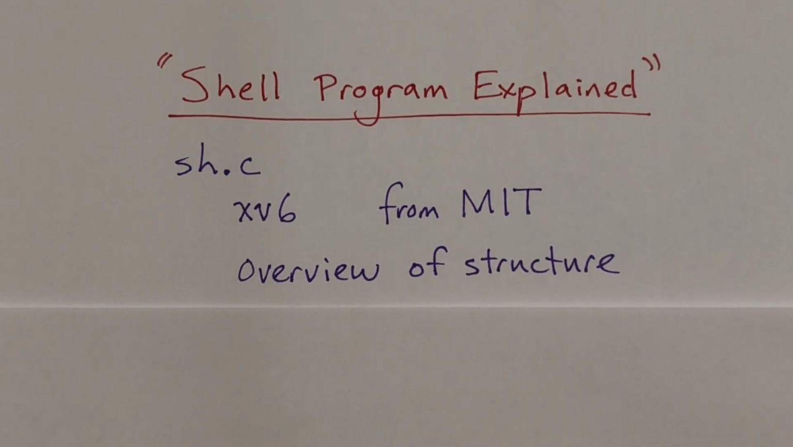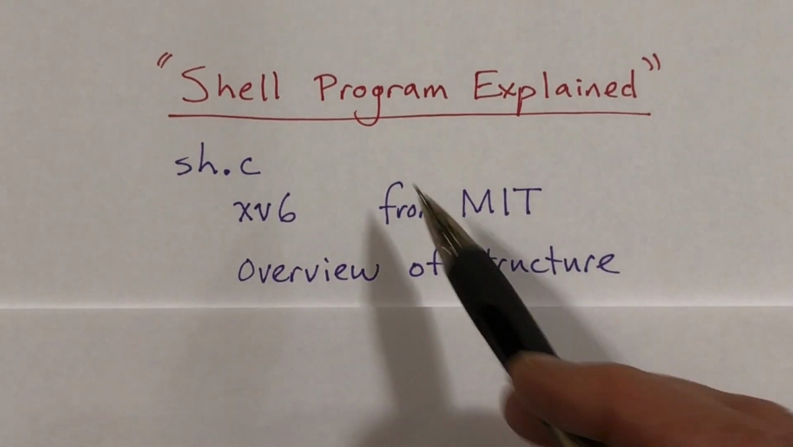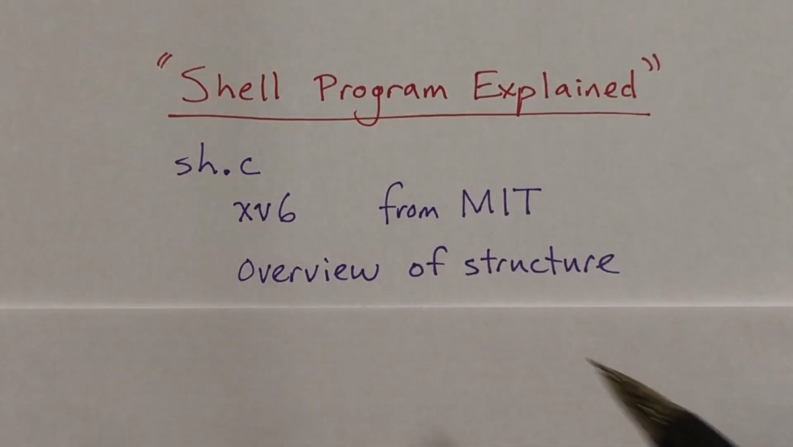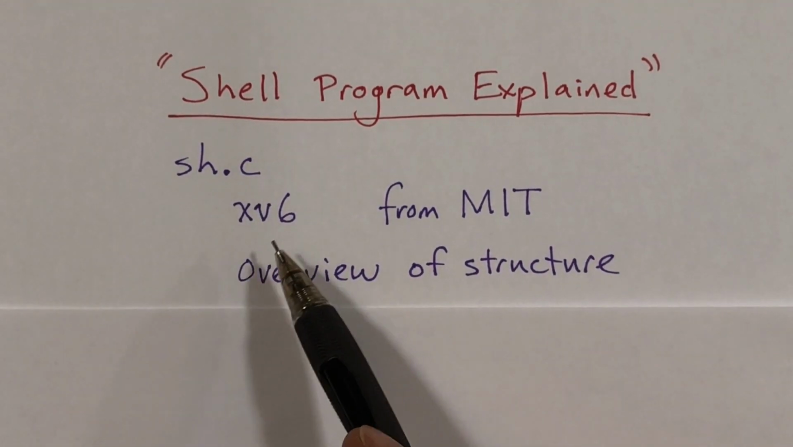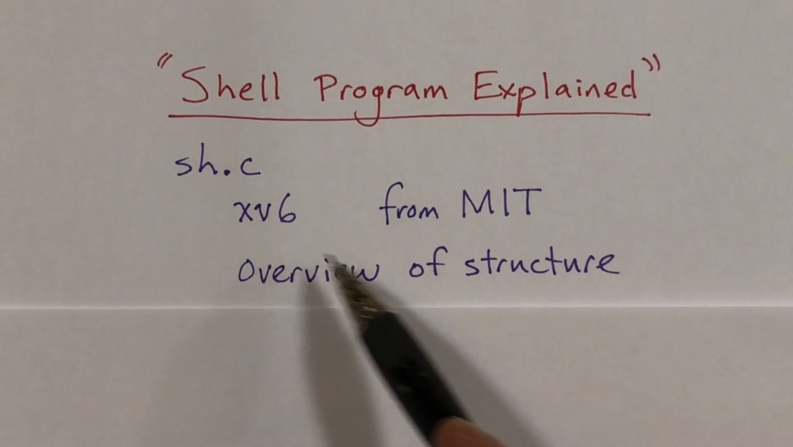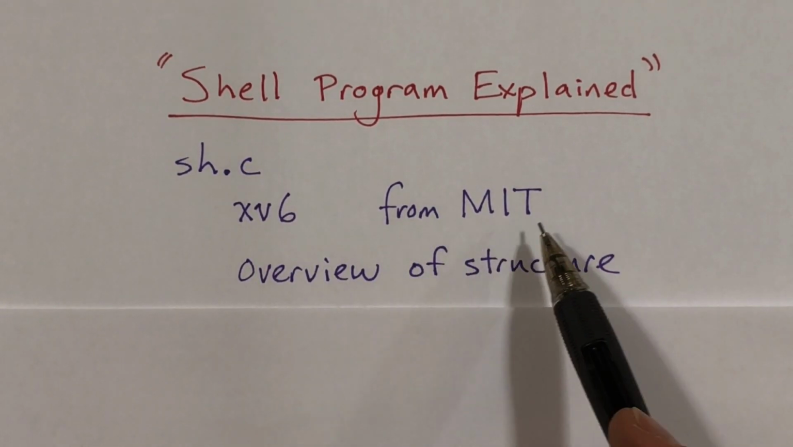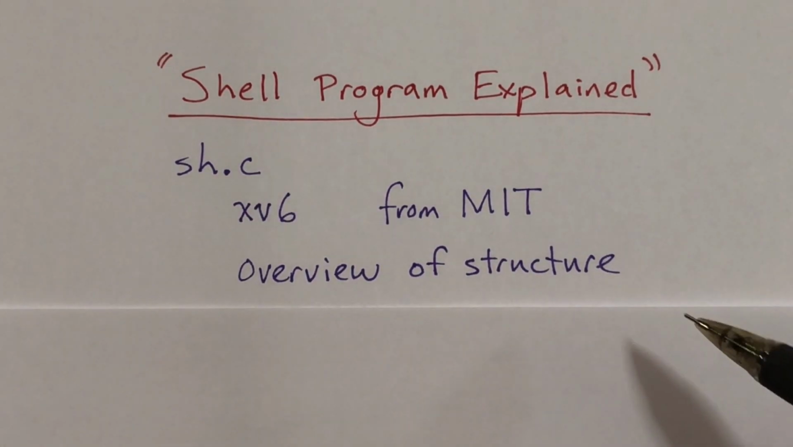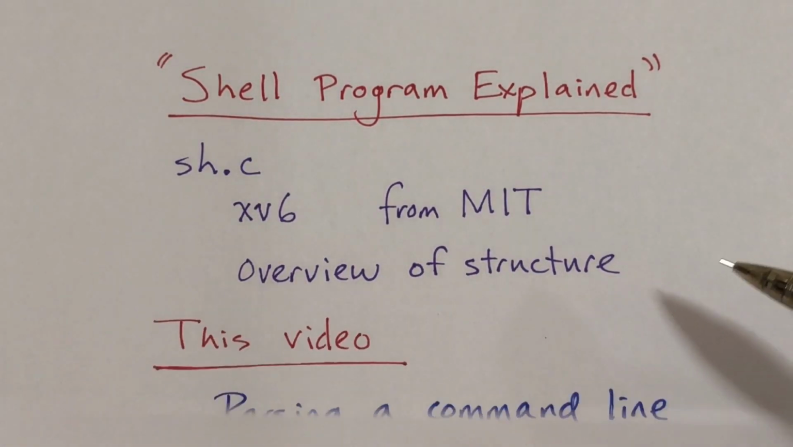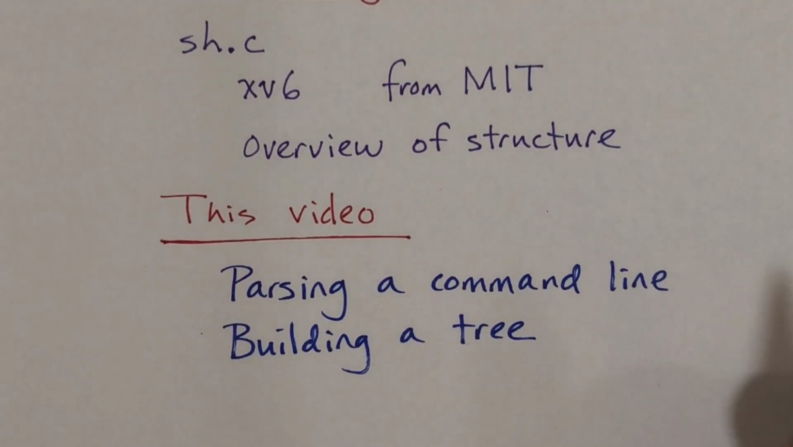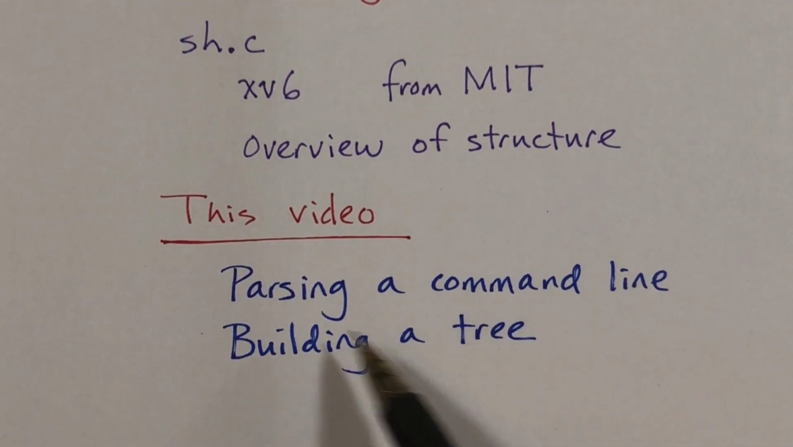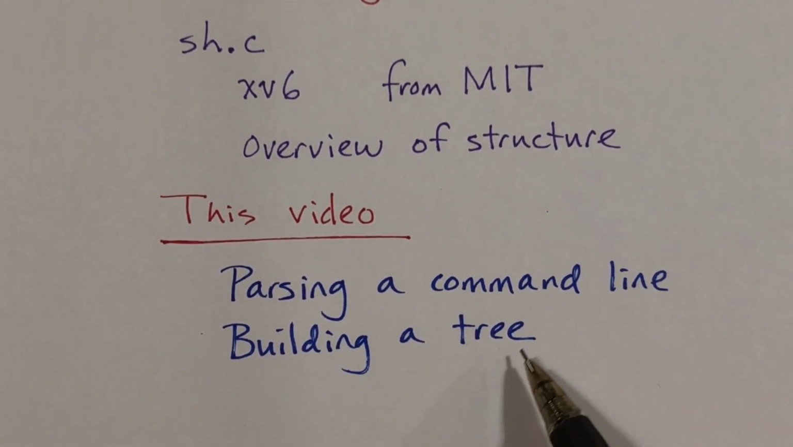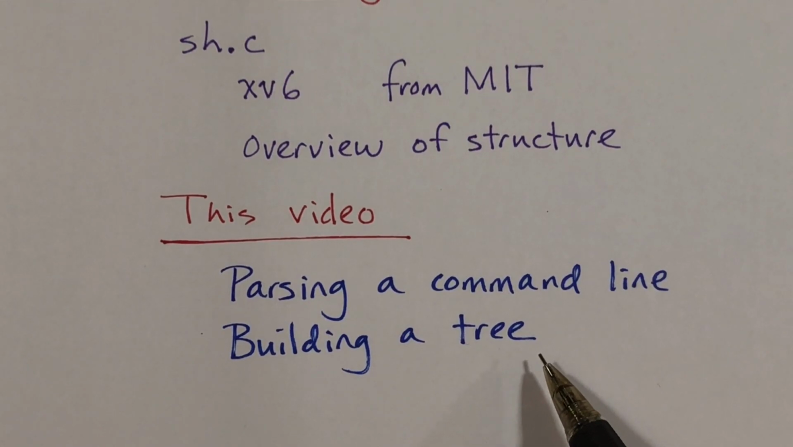This video is the second half of an explanation of the shell program. The first video was titled Shell Program Explained, and in that video I walked through the code of a simple shell program from the XV6 operating system, which is an educational kernel from MIT. I gave an overview and outline of the structure of a shell program. In this video, I'm going to continue and walk through the code that parses the command line and builds a tree representation of the command line.